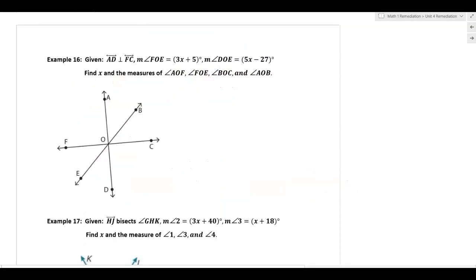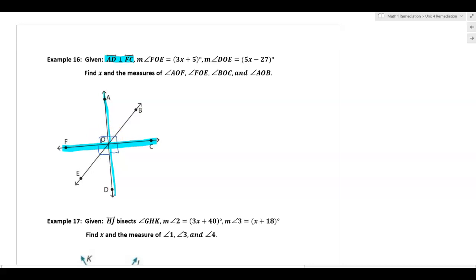So the last two problems are a combination of all the properties, right? So right here, I'm going to take the givens. This tells me AD, if I highlight it, AD is perpendicular to FC. What does that allow me to do? It allows me to mark a right angle here, a right angle here, a right angle here, and a right angle here.